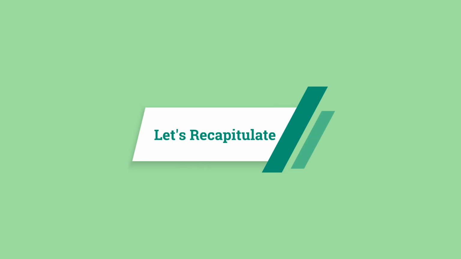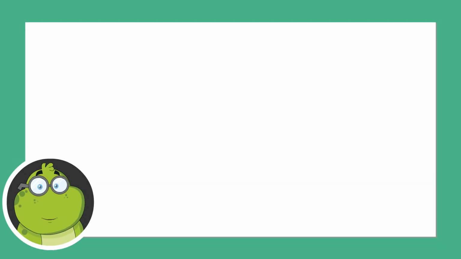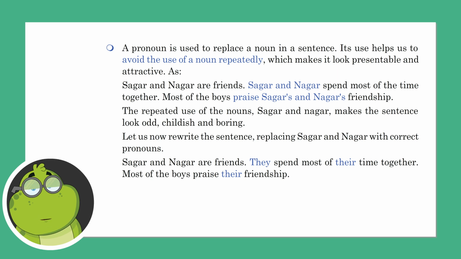Let's recapitulate. A pronoun is used to replace a noun in a sentence. Its use helps us to avoid the use of a noun repeatedly, which makes it look presentable and attractive. Sagar and Nagar are friends. Sagar and Nagar spend most of the time together. Most of the boys praise Sagar's and Nagar's friendship. The repeated use of the nouns Sagar and Nagar makes the sentence look odd, childish and boring.